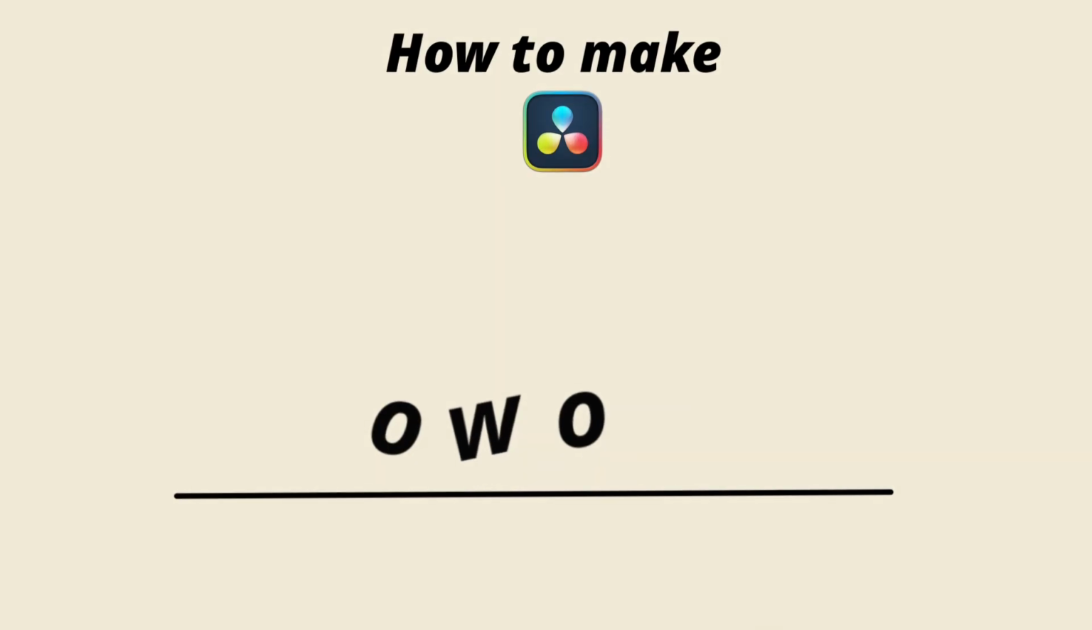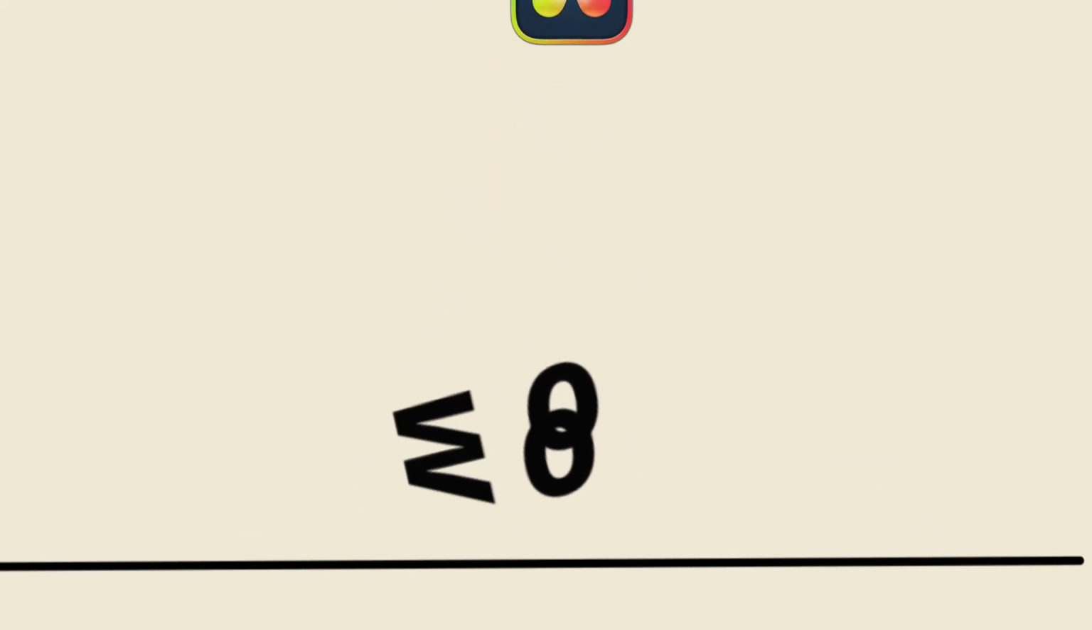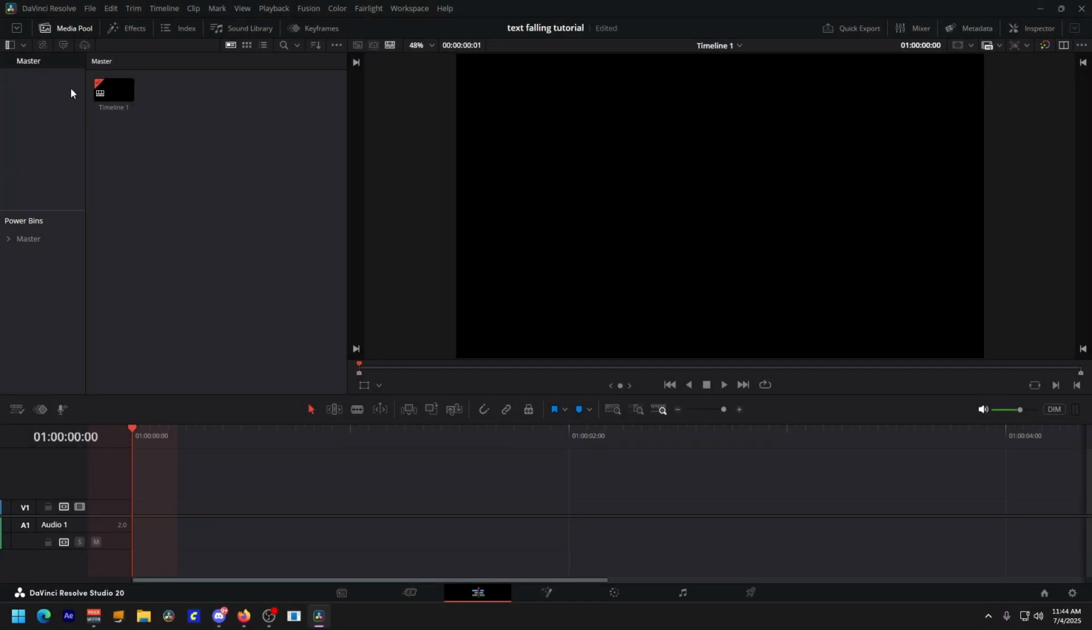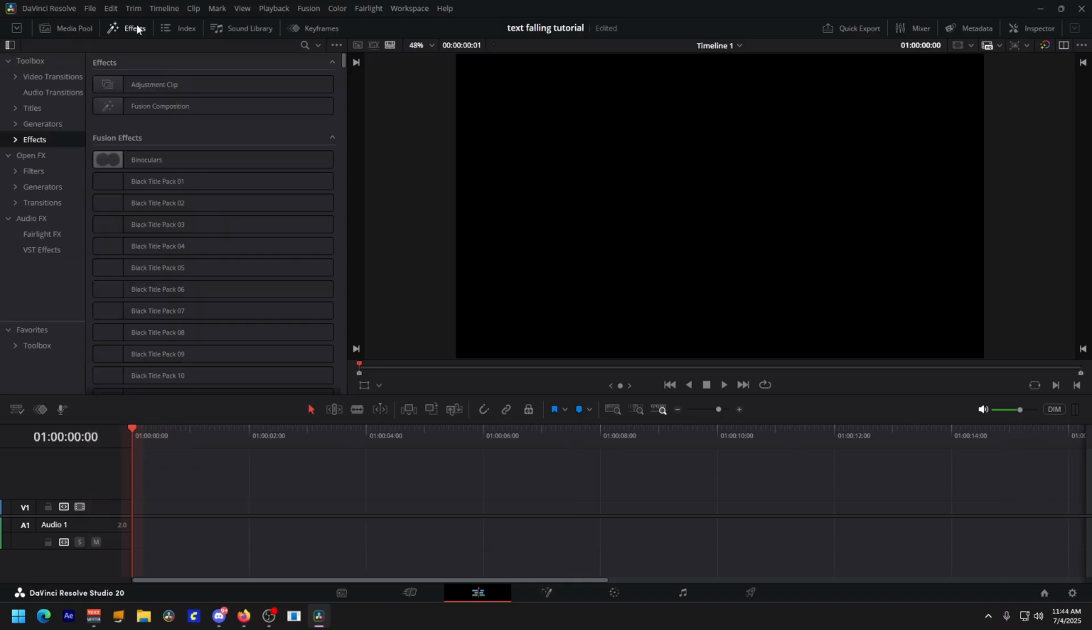In this video, I'm going to teach you how to make this realistic falling effect in DaVinci Resolve. Thanks to my free plugin, you will be able to create motion graphics with real 2D physics.